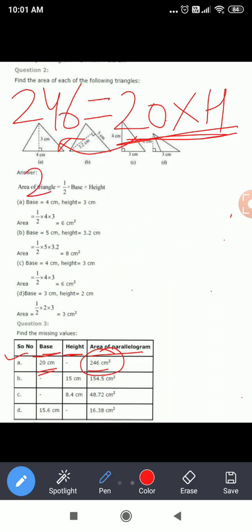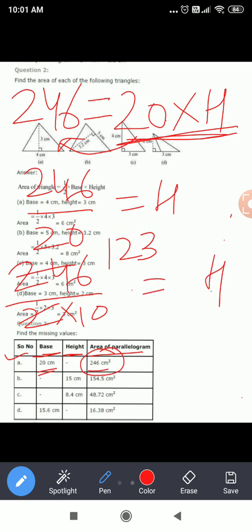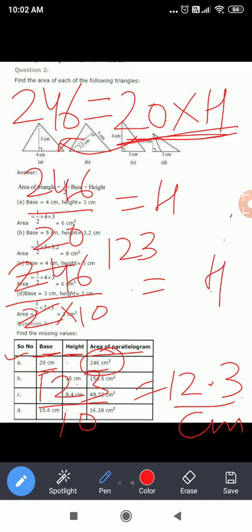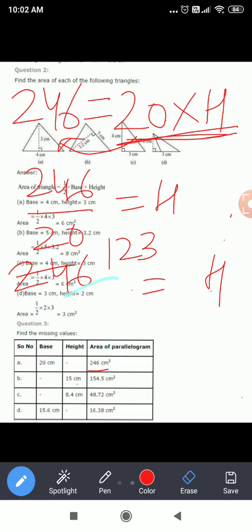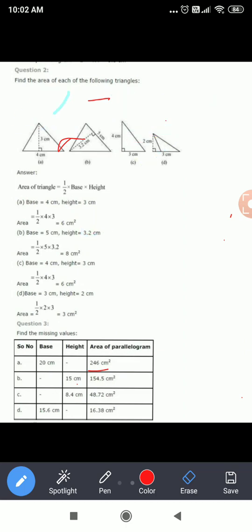So 246 by 20, that will be height. We will keep 246 by 2 into 10. So 2 ones are 2, 2 twos are 4, 2 threes are 6. That will be the height, so it will be 123 by 10. So we can keep the point, that will be 12.3. So height will be 12.3 centimeter. In this way, after keeping all the given values in the formula, we can find the rest.